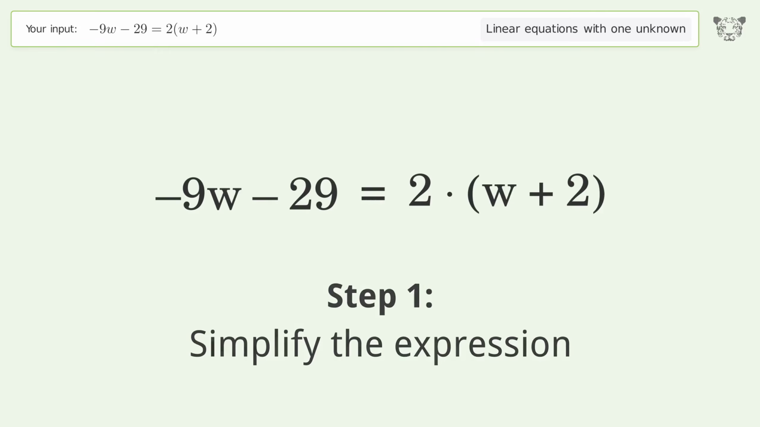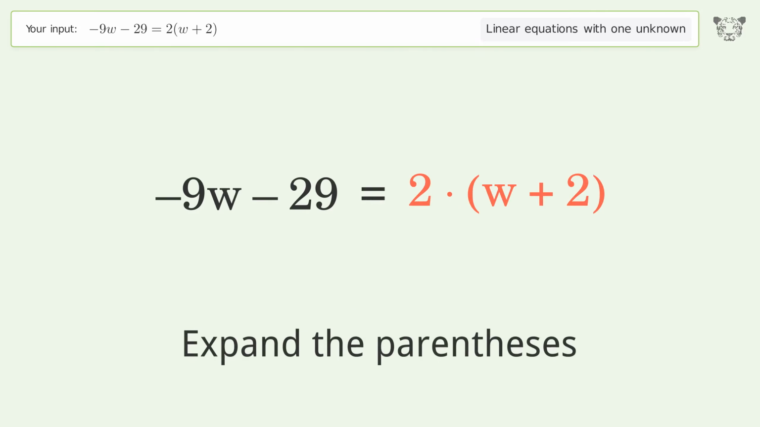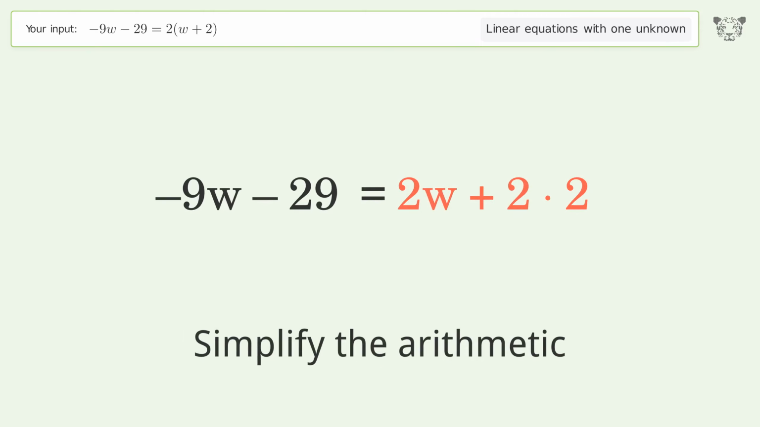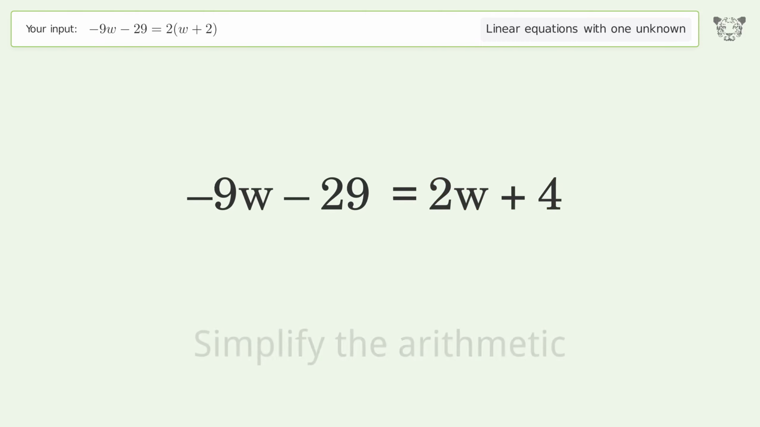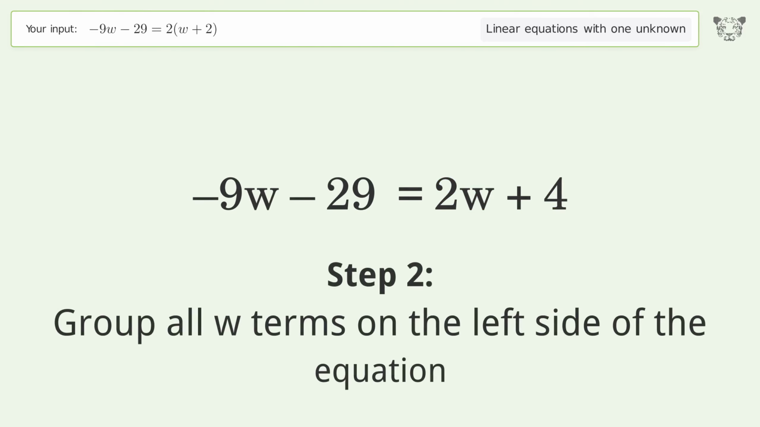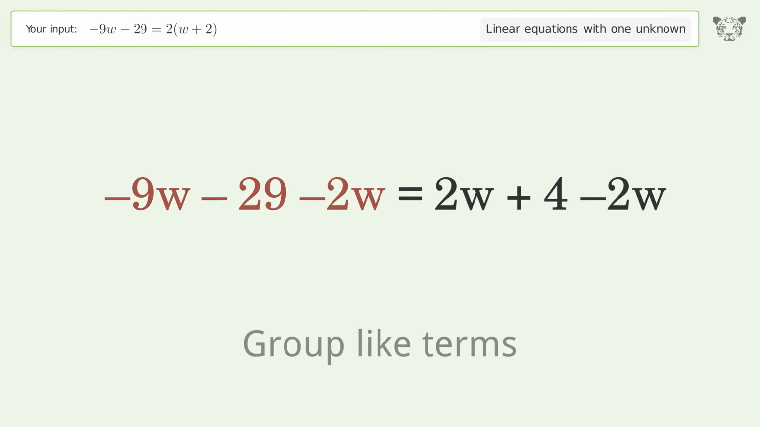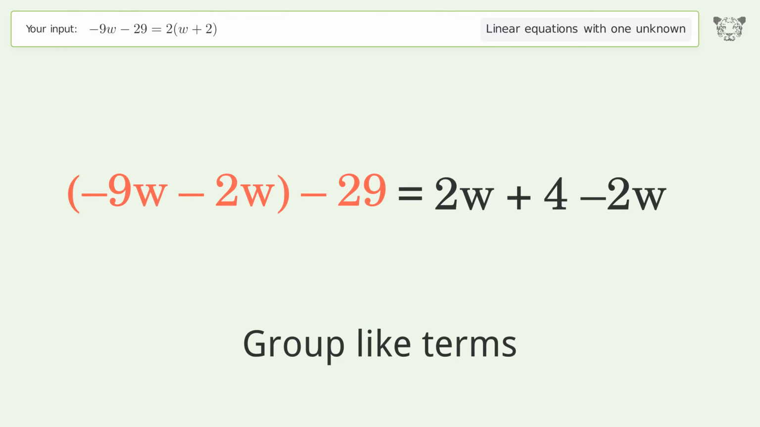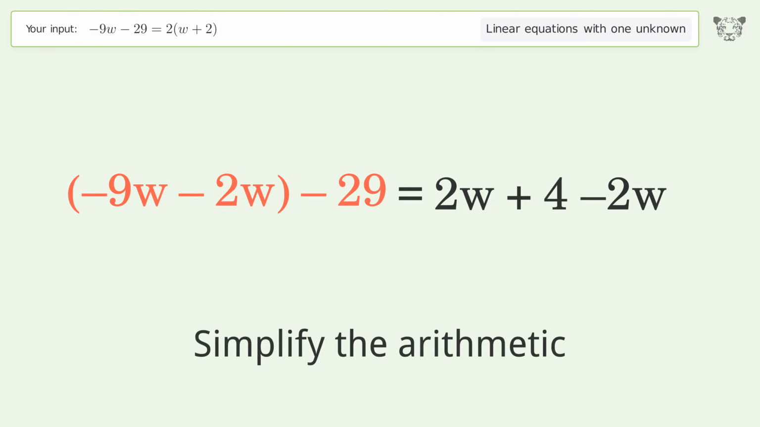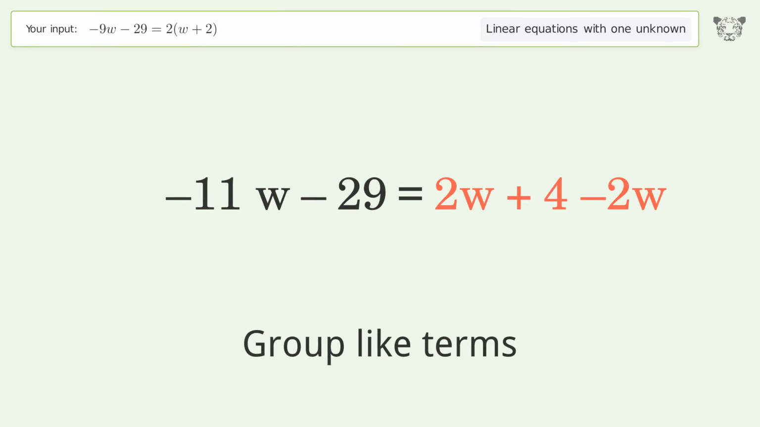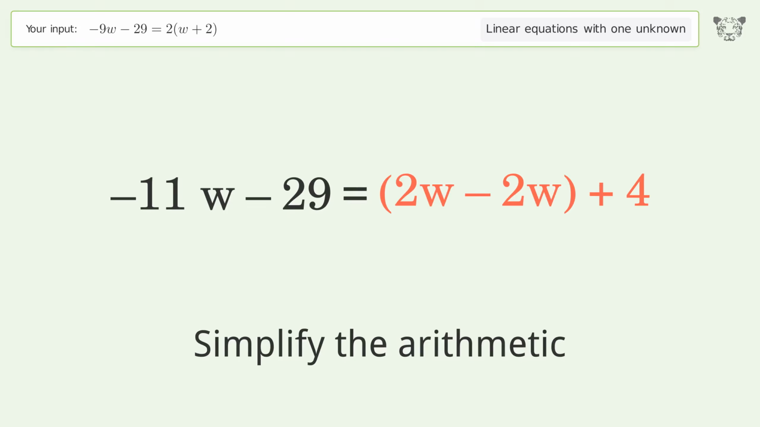Simplify the expression. Expand the parentheses. Simplify the arithmetic. Group all w terms on the left side of the equation. Subtract 2w from both sides. Group like terms. Simplify the arithmetic. Group like terms. Simplify the arithmetic.